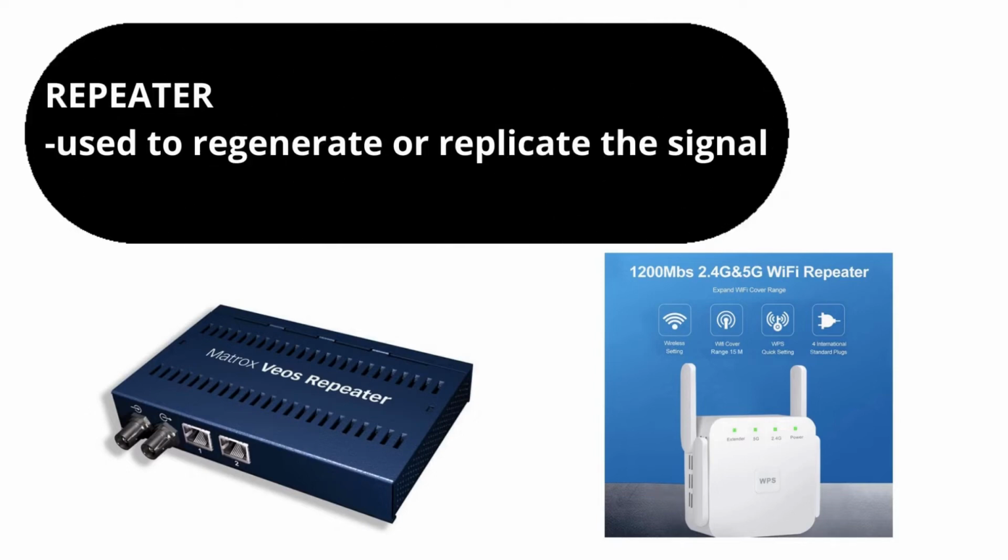Okay, so those are the 6 networking devices that we have. The first is the hub, and then we have the switch, the router, the gateway, the bridge, and lastly, the repeater.